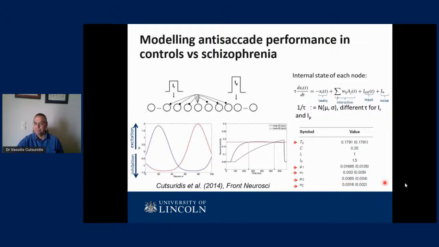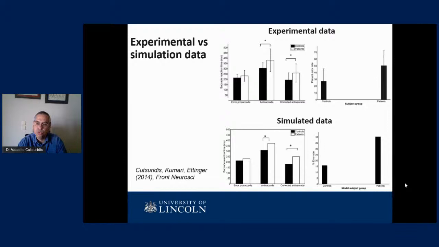Now, when we allow the model to run for many, many trials, we compare and contrast the mean tendencies of the experimental participants as opposed to the simulated ones. And we found statistically significant differences between the mean anti-saccade reaction time and the corrected anti-saccade reaction time for the patients as opposed to controls, much like was observed in the experimental data, but no difference for the error prosaccade, and similar differences in the error rate. The simulated patients produce a lot more errors than healthy controls, not in absolute numbers, but in terms of the trends.